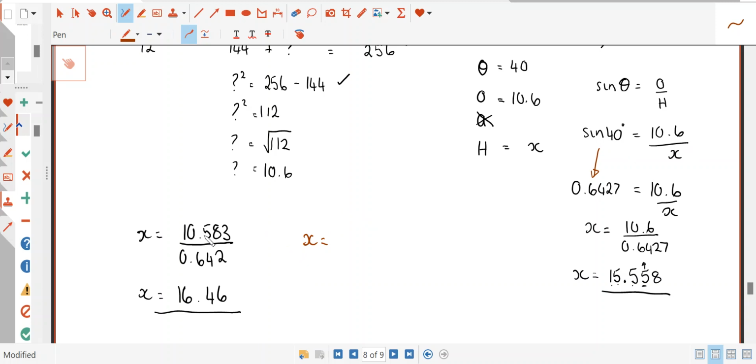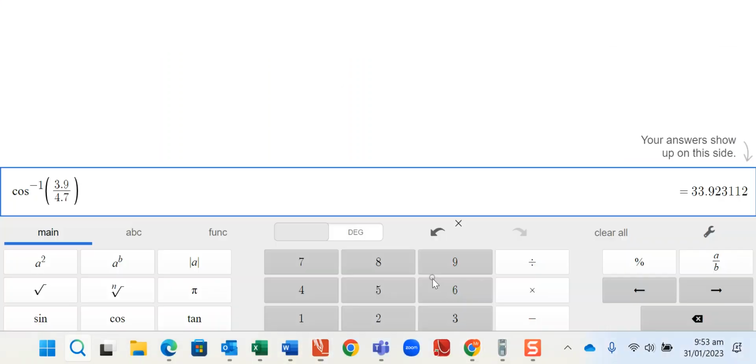So what if I didn't change this? What if I left it as the square root of 112? Do I need to round that at the moment? No. Okay? Divided by, well, where did the 0.642 come from? Sine 40. Well, what if I left it as sine of 40? Is it possible to do that calculation like that without turning it into decimals? Alistair's already trying it.